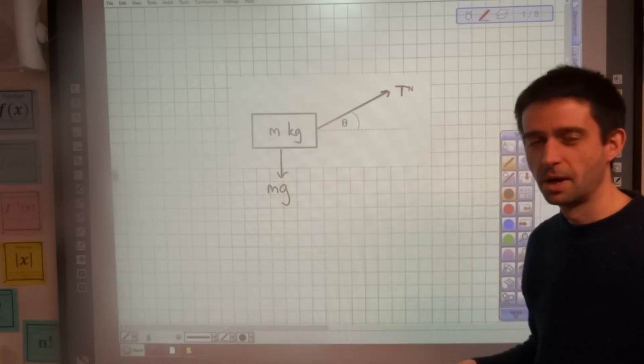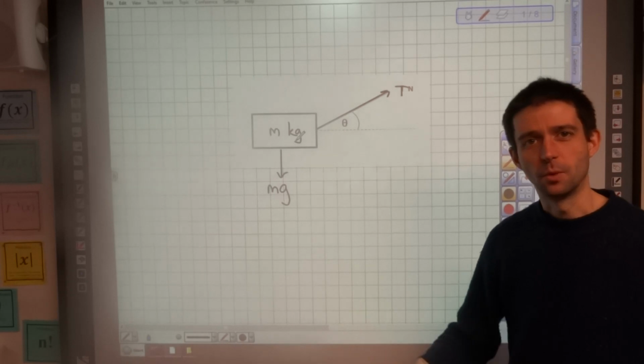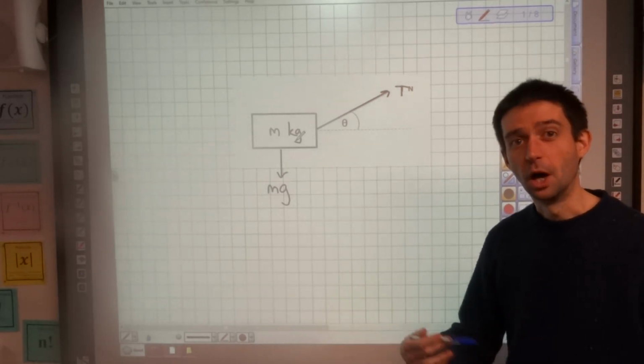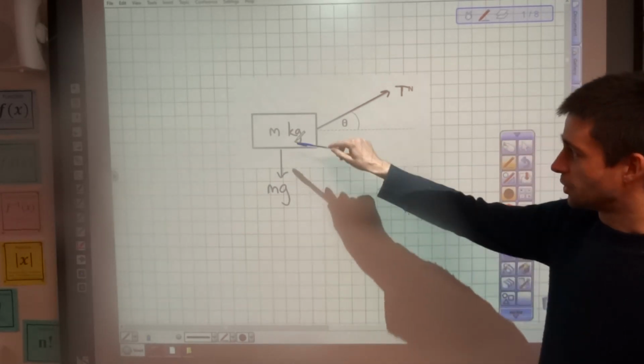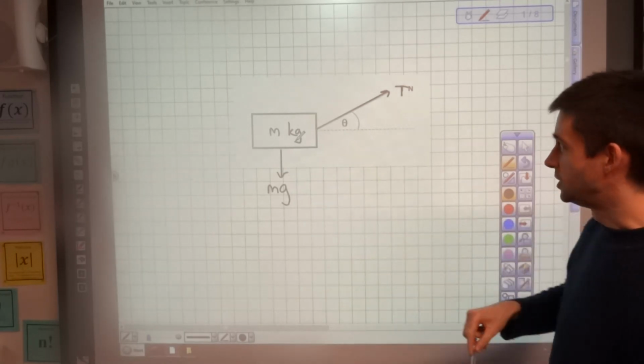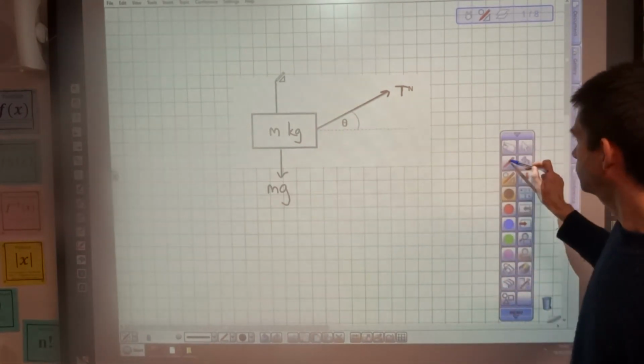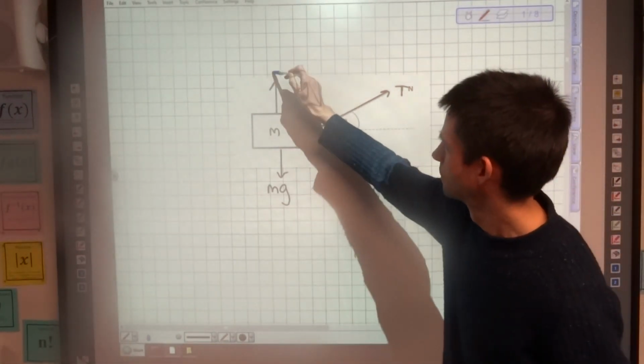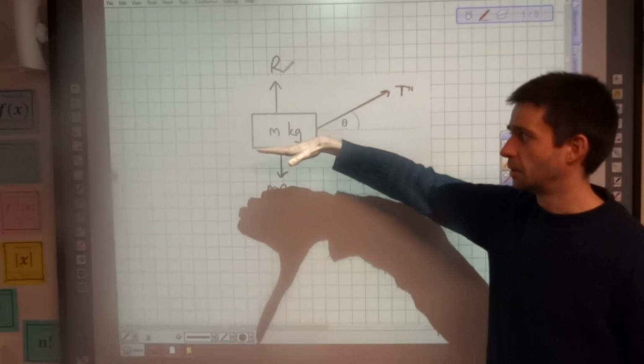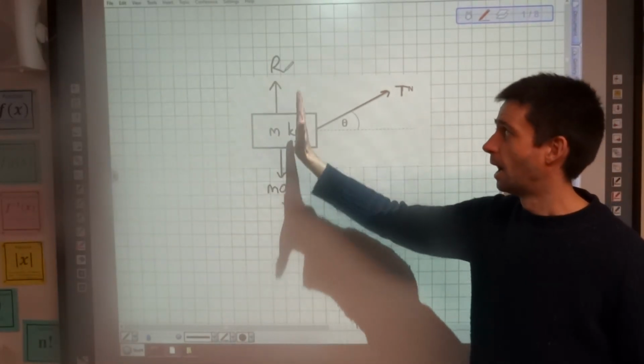That's if we say that the particle has a mass of m kilograms, where m is a value that we would either know or could work out. So this force down here is its weight. We're going to have a normal reaction force, which is exerted from the surface that the box is on, up on the box.